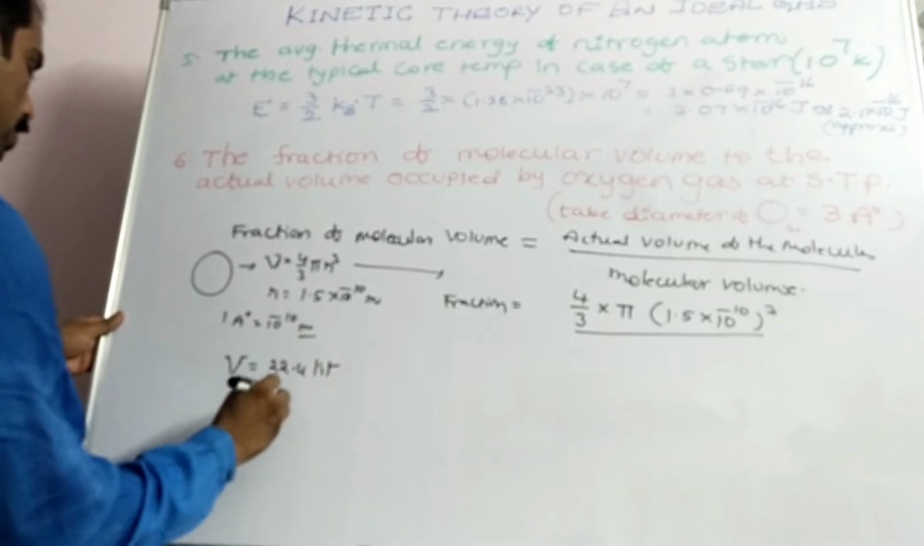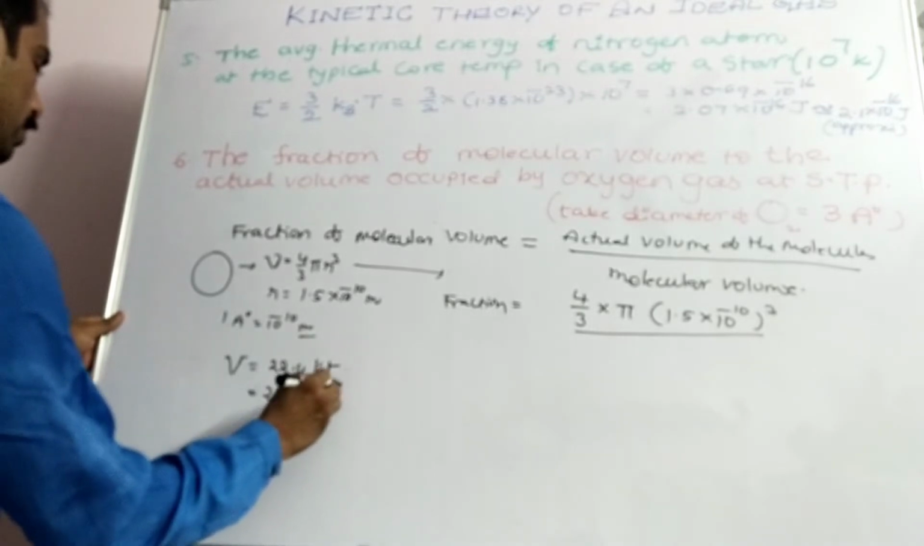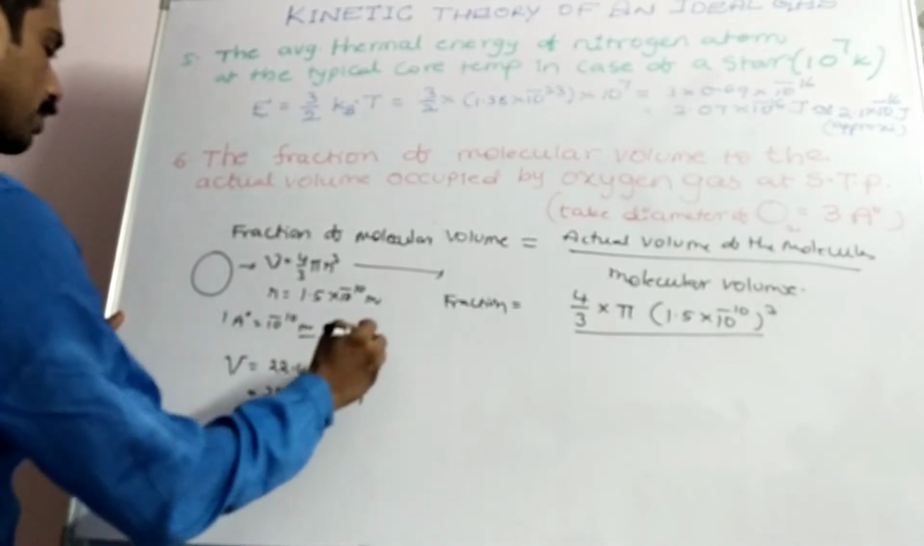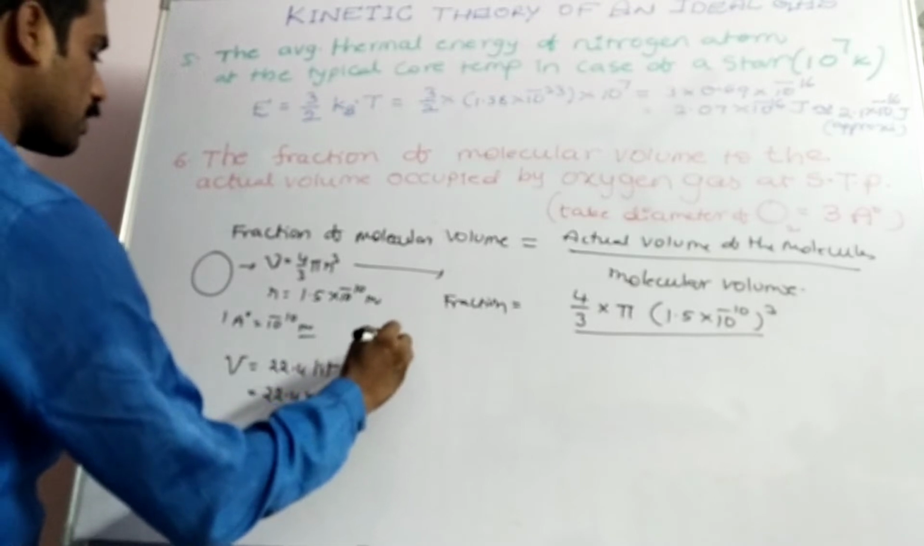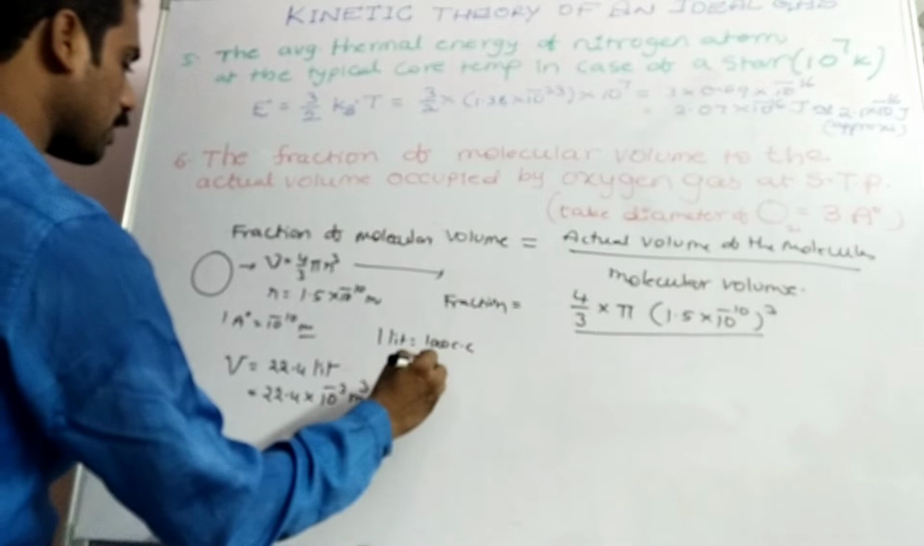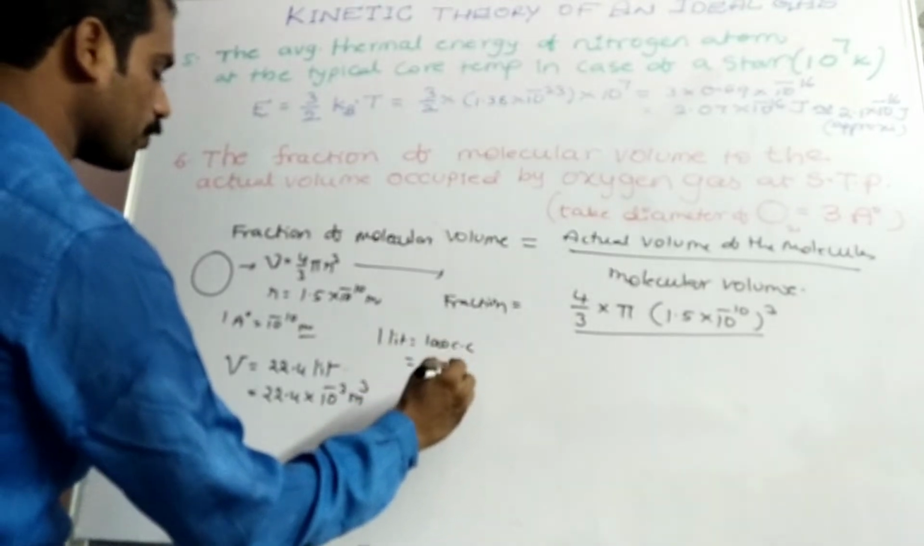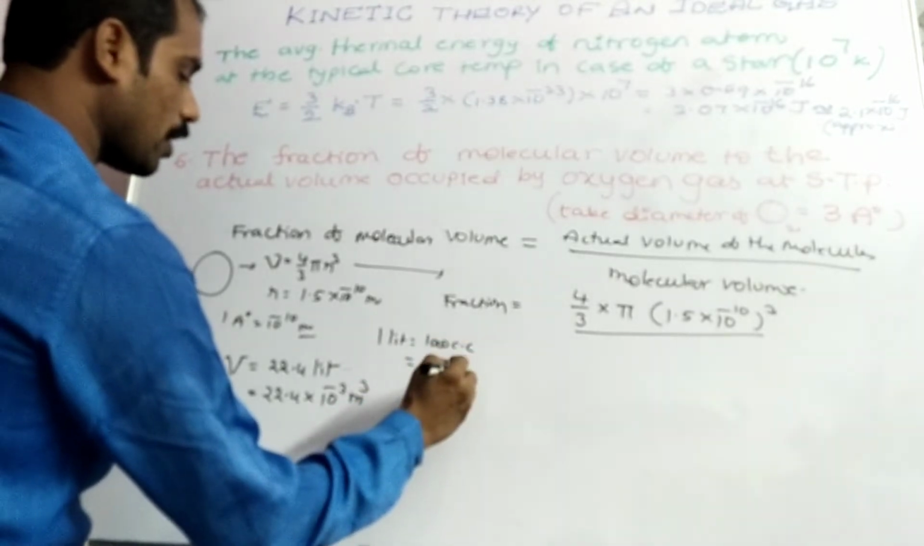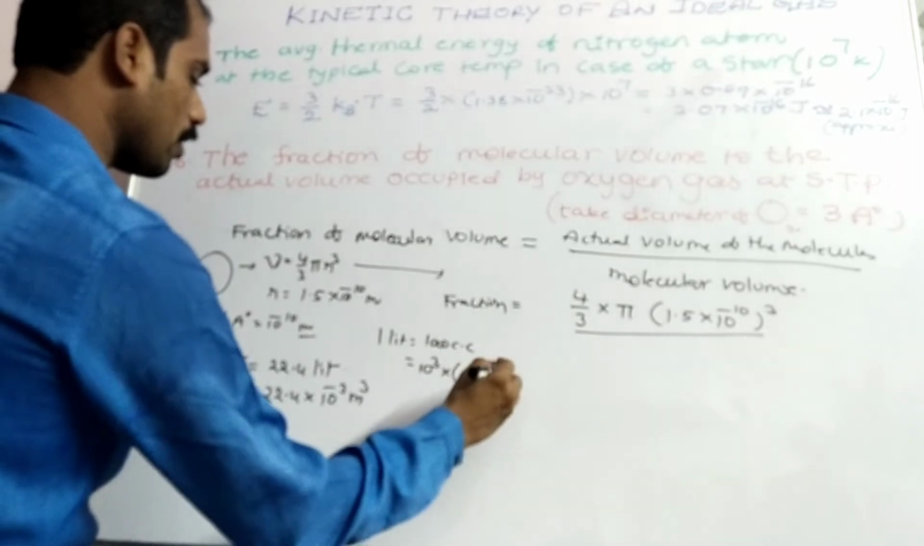That is equal to 22.4 into 10 to the power of minus 3 meter cube, since 1 liter is equal to 1000 cc. That is equal to 10 cube into, instead of cc we have to write centimeter cube, 10 to the power of minus 2 meter whole cube.